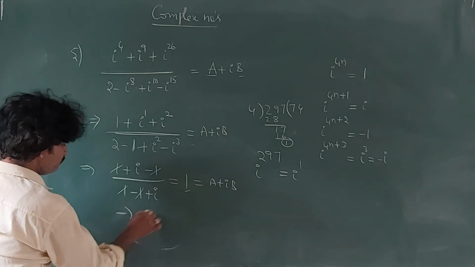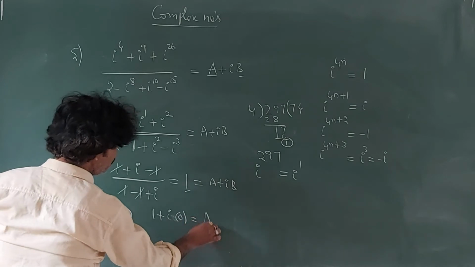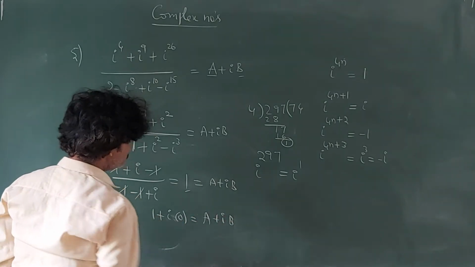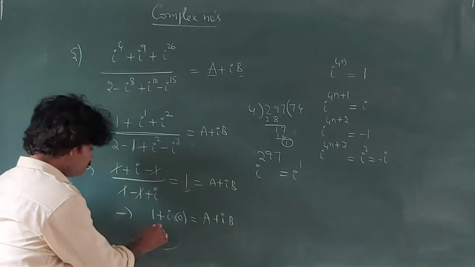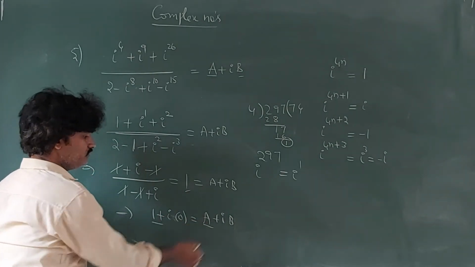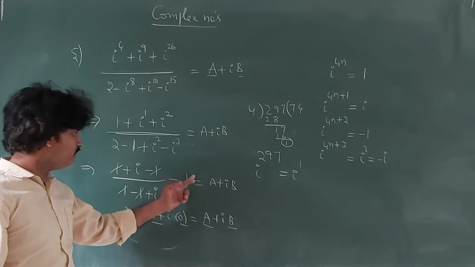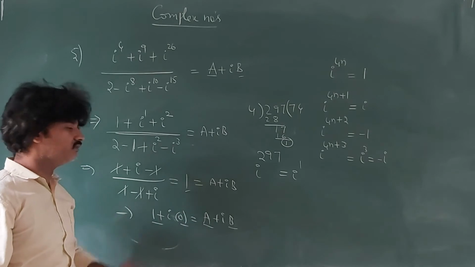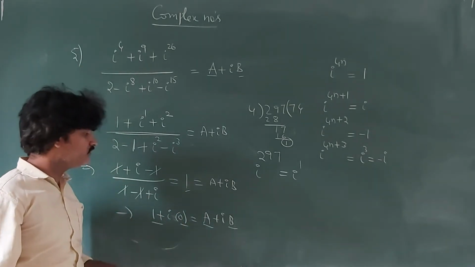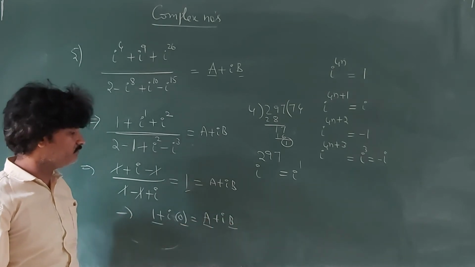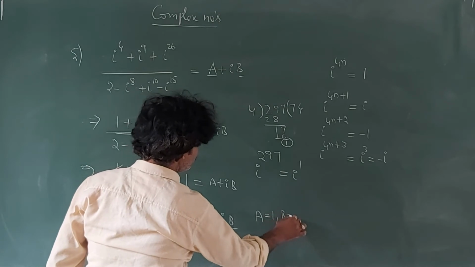So only 1 is left, which can also be written as 1 plus i into 0. Write that 1 as 1 plus i into 0. Means what? The real part is 1 and the imaginary part is 0. Since this is purely real, its imaginary part is 0. So simply its answer is 1. You write it in the format a plus ib. Here a is equal to 1, and b value is how much?